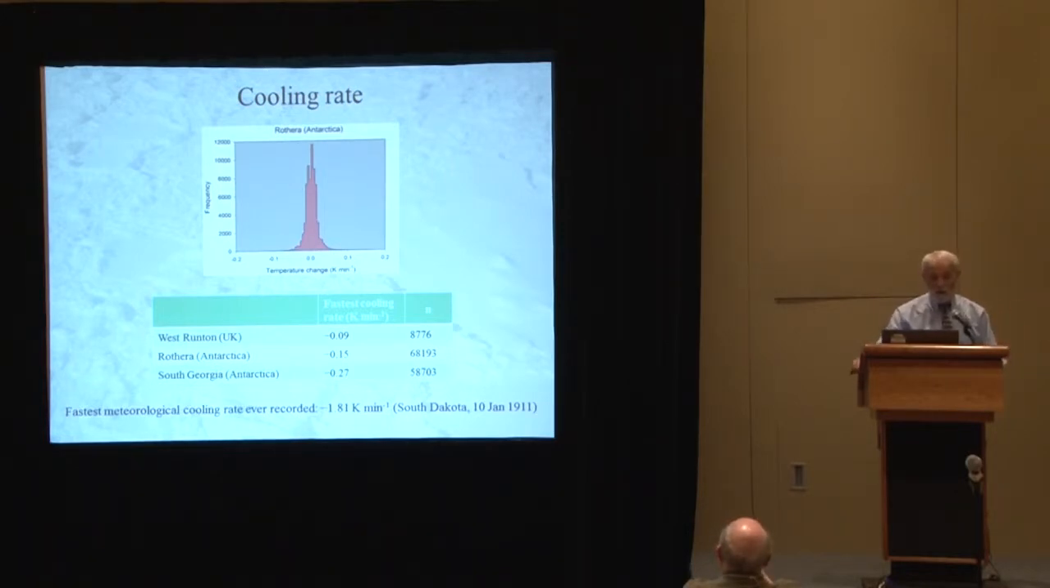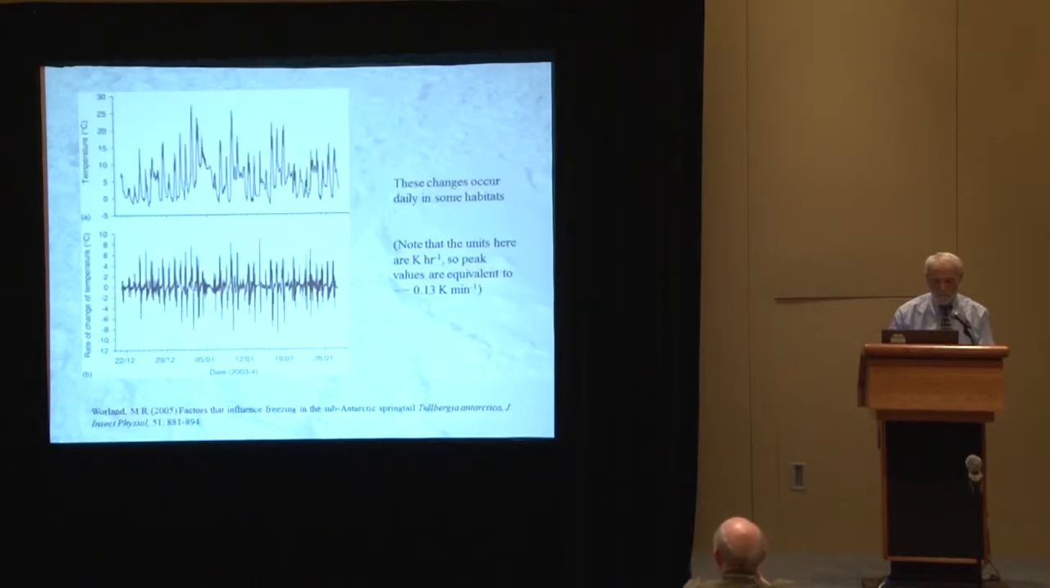Funnily enough, the same site also has the fastest temperature rise. So it must be something about that particular place in South Dakota that the temperature changes quite dramatically. These temperature changes happen on a daily basis. So here is a temperature record for a site in Antarctica taken by a colleague of mine, and you see the actual temperature plot here going up and down daily, and the rate of change data at the bottom. The key thing to point out here is that these are rates per K per hour, not per minute. So the numbers look big, but actually they're change per hour.